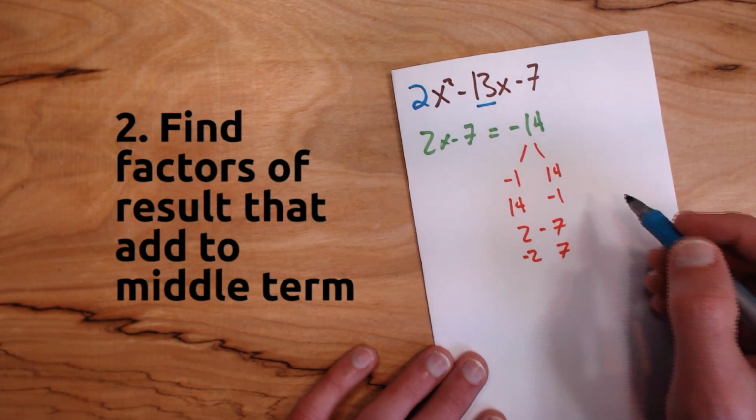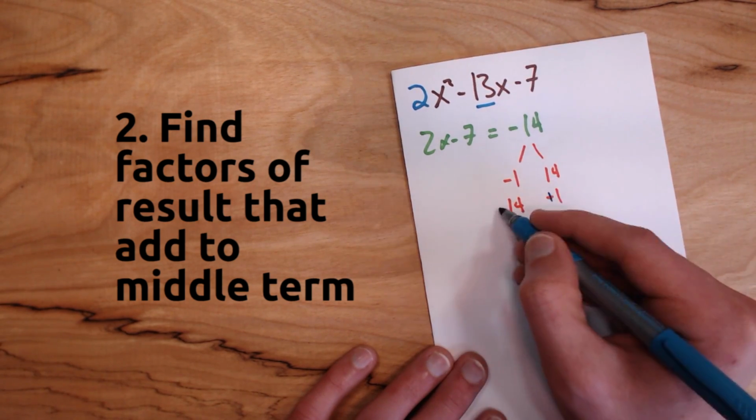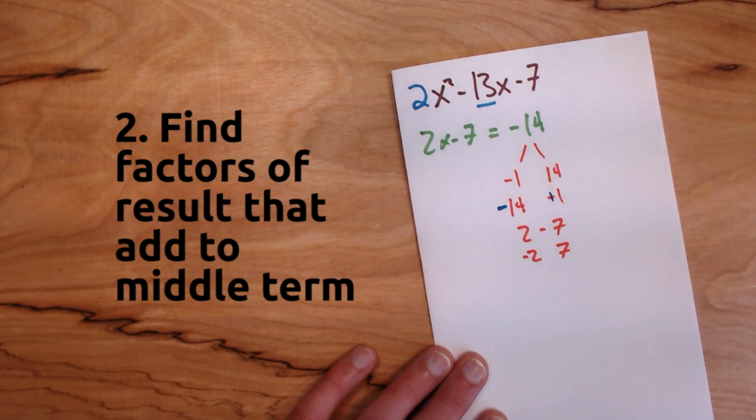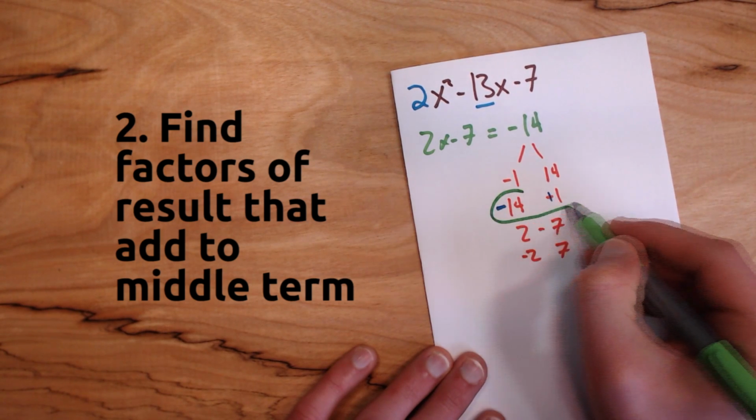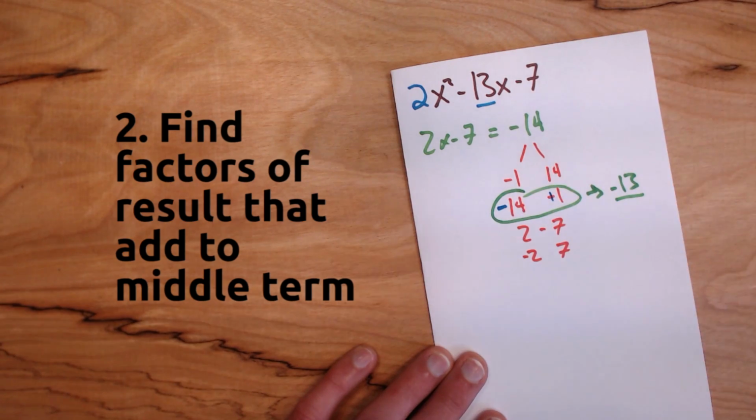So if I look, I see that, oh, I made a mistake. These are the same factor. What I meant is +1 and -14. If I look at these, when I add them together, I'm going to get -13. All right, so these are our winners.